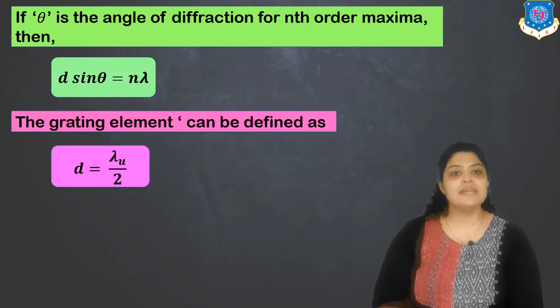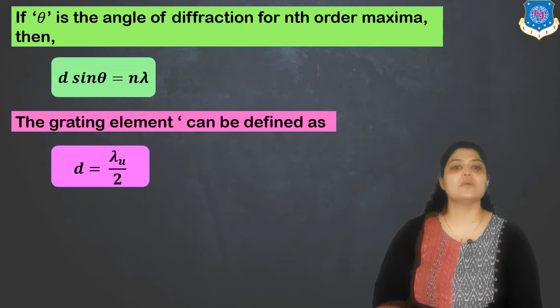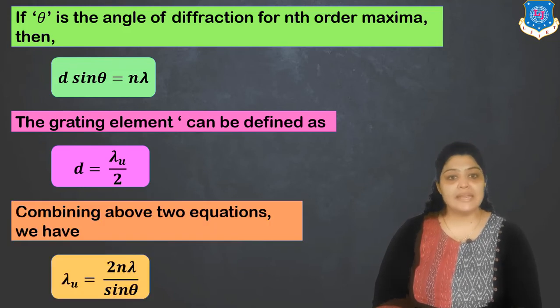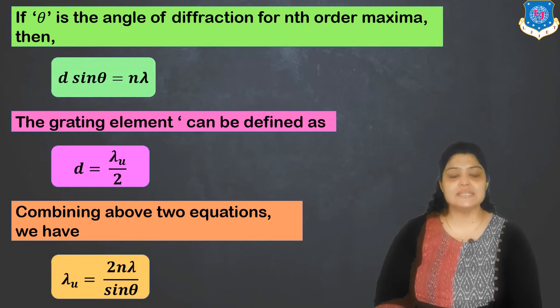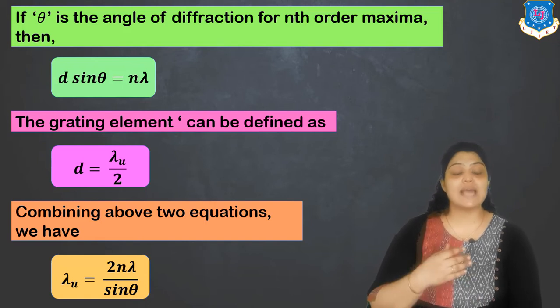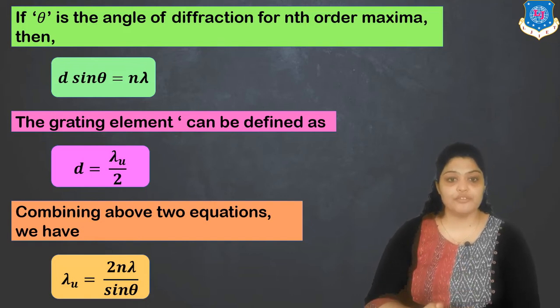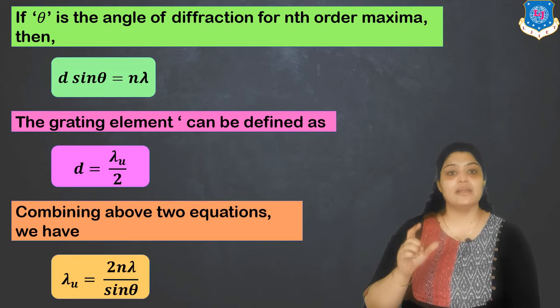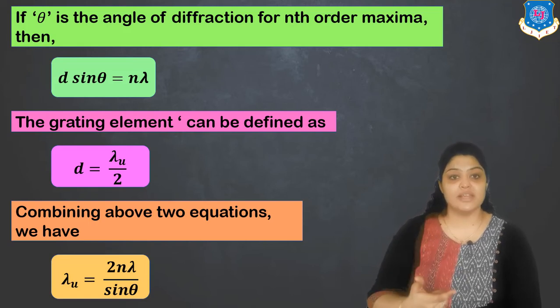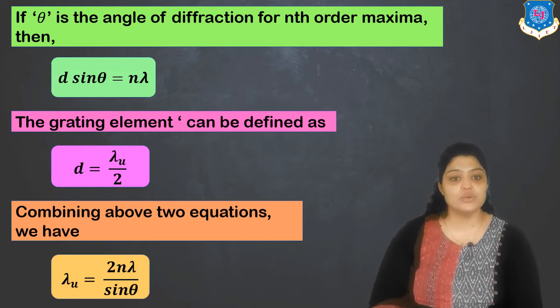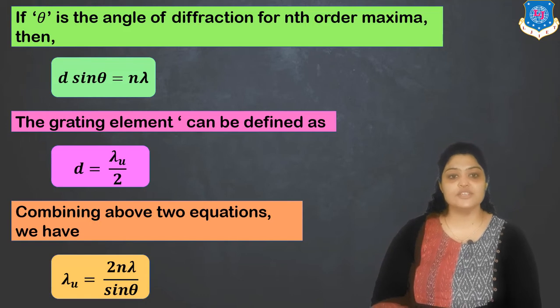The grating element can be defined as D equals lambda_u by 2. Combining the above two equations, you can say that lambda_u equals 2n lambda by sin theta. So lambda_u is actually the parameter which we need to find out. Here lambda is the wavelength of the light source used, theta is the angle of diffraction, and n is the order of diffraction. So combining these equations, you can come to know the wavelength of ultrasonic waves.